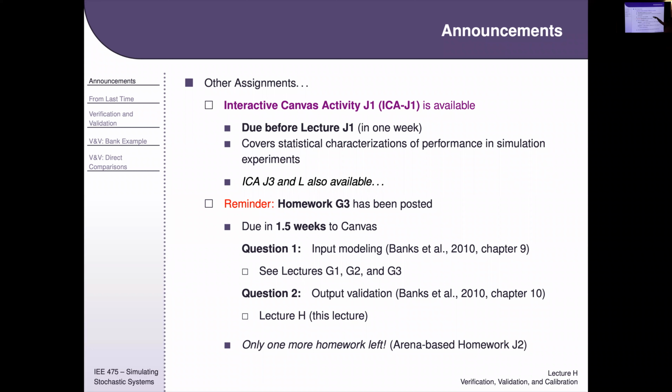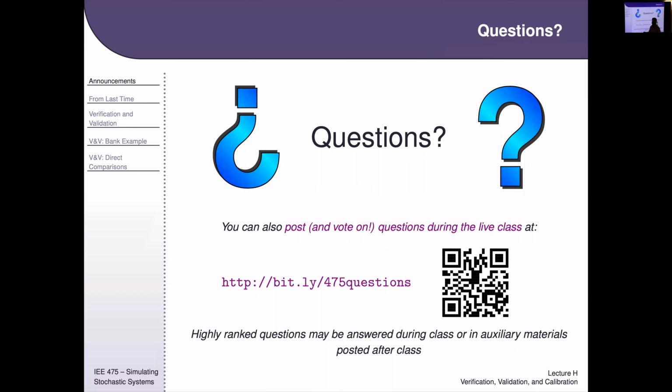Other things: ICAs continue to be available. There are only a couple more left. ICA-L is the last new ICA, and then ICA-M is the final review ICA, similar to the midterm ICA. Homework G3 is online. Question 1 is a chi-squared question, where you have to do a chi-squared analysis with the parameter given and also without the parameter. Question 2 is a power analysis problem. Then there's only one more homework left, and that homework will actually involve ARENA, so it'll feel a little closer to the labs than the previous homework. Any questions about things moving forward?